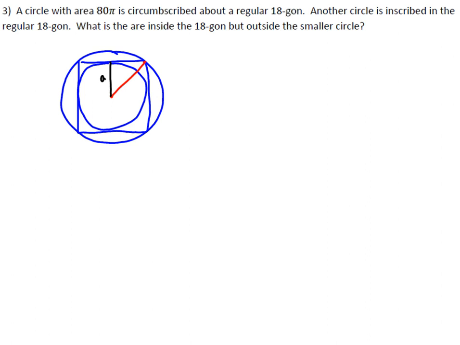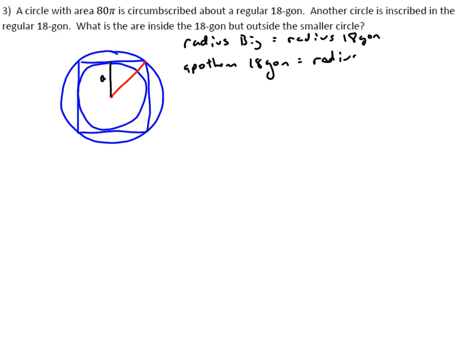So in this problem, we know that the radius of the big circle is the same as the radius of the 18-gon, and the apothem of the 18-gon is the same as the radius of the small circle. So we could think about it as radius big equals the radius of the 18-gon, and then the apothem of the 18-gon equals the radius of the small.